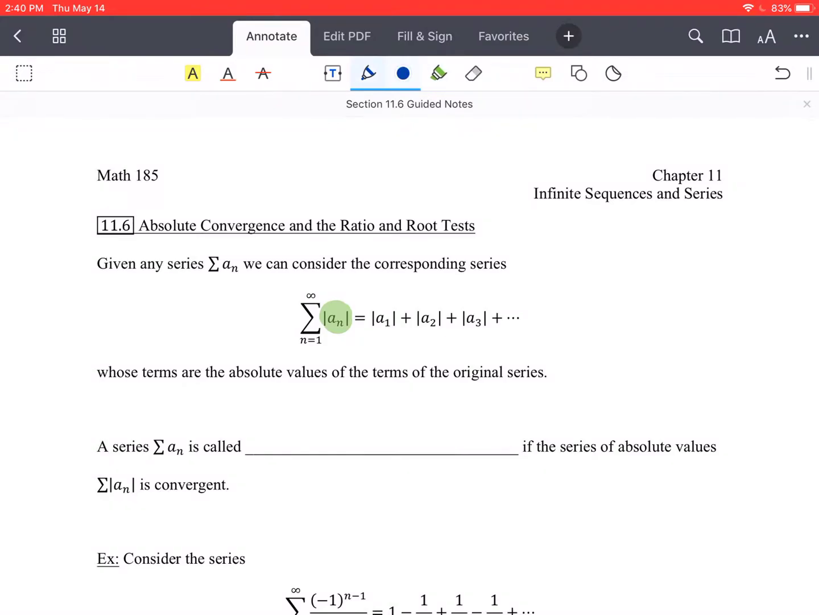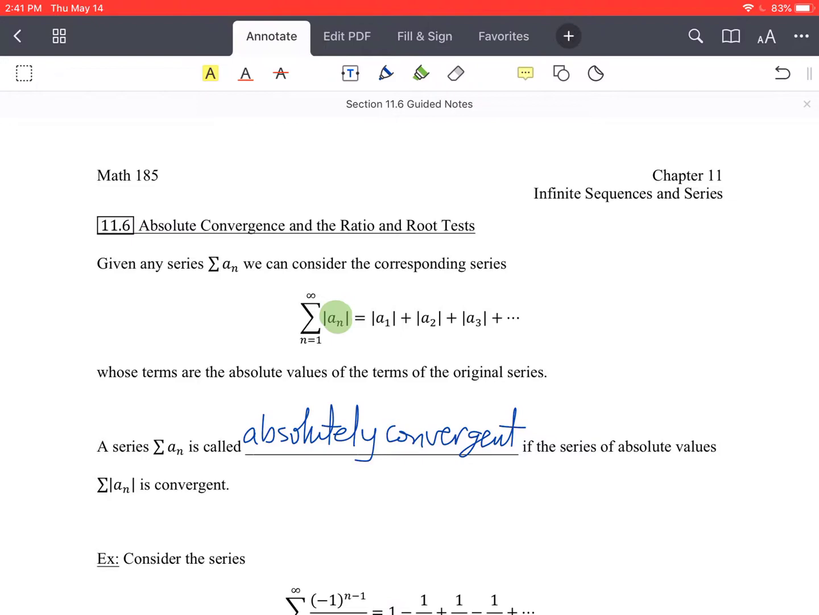So, a series is called absolutely convergent if the series of absolute values is convergent. Okay, so we say that a series is absolutely convergent if the series of the absolute values is convergent.